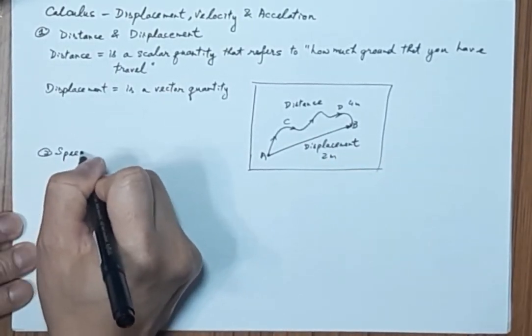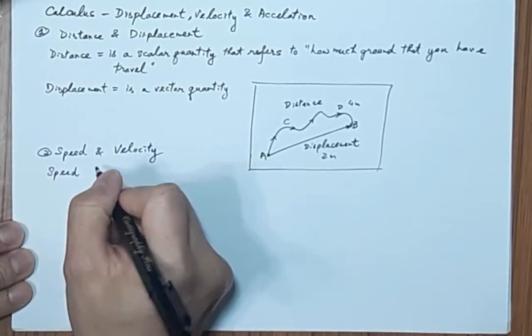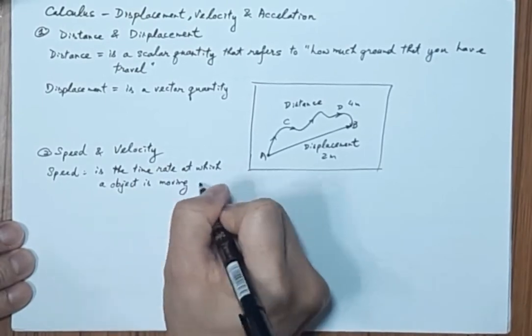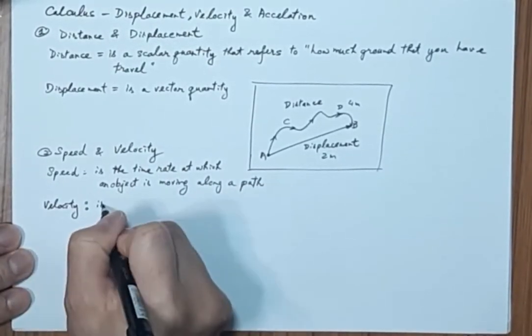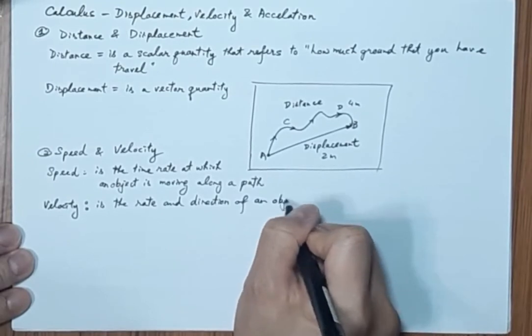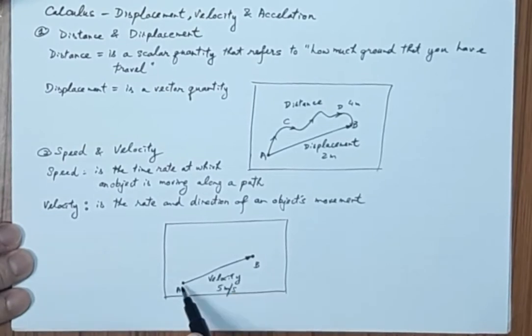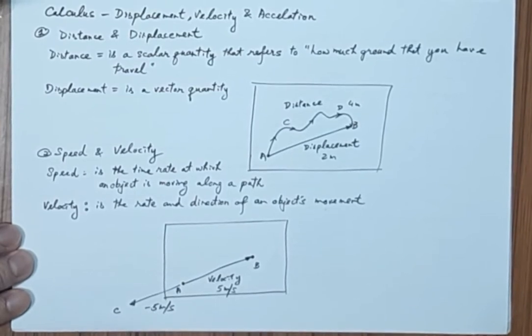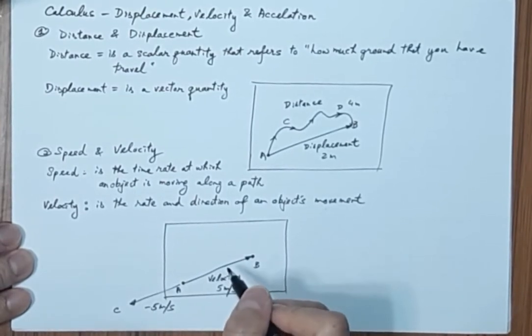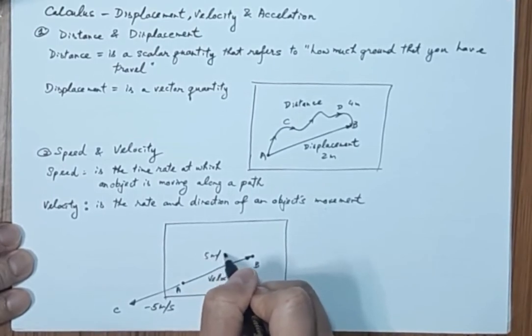The second one we have to speak about is speed and velocity. Speed is the time rate at which an object is moving along a path, and velocity is the rate and also the direction of an object's movement. For example, an object is moving from point A to B with a velocity of 5 meters per second in this direction. If the object moves backward from point A to point C in this direction with a velocity of 5 meters per second, we say that the velocity is negative 5 meters per second. But in any direction, the speed is 5 meters per second.